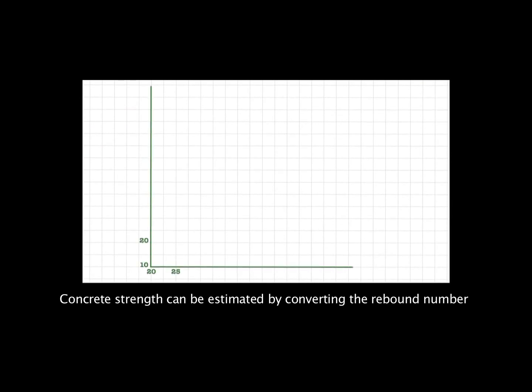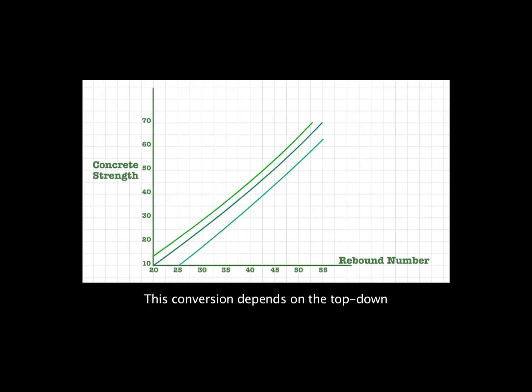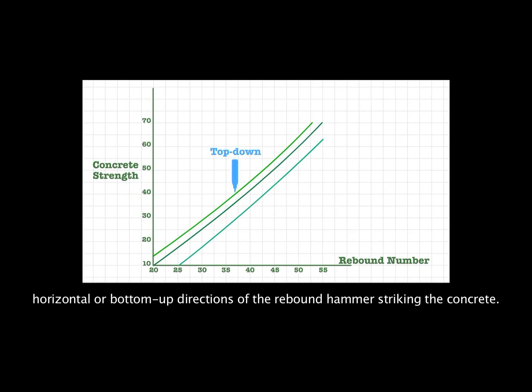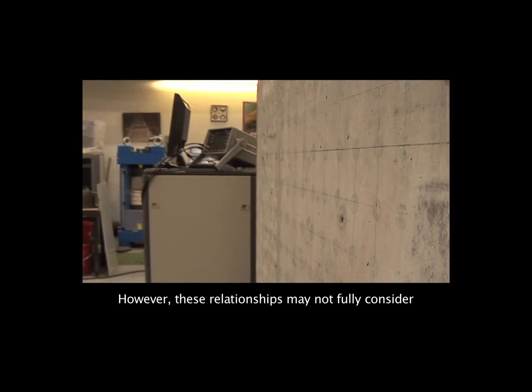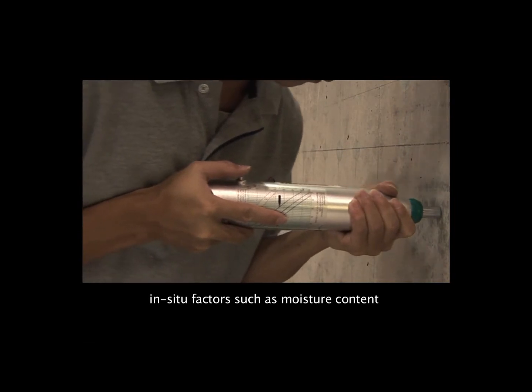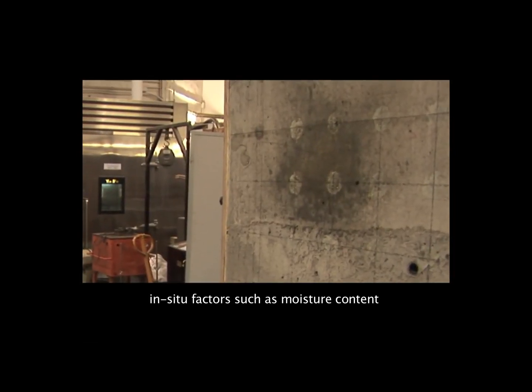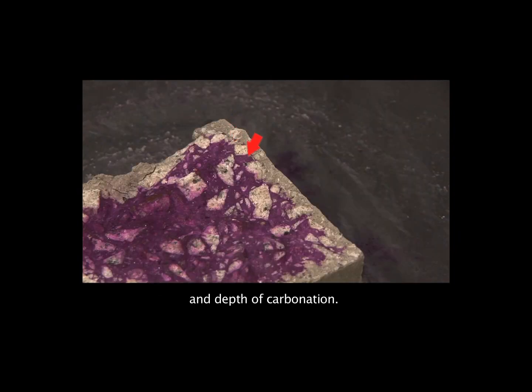Concrete strength can be estimated by converting the rebound number through a conversion chart provided by the manufacturer. This conversion depends on the top-down, horizontal or bottom-up directions of the rebound hammer striking the concrete. A larger rebound number means a stronger surface hardness. However, these relationships may not fully consider in situ factors such as moisture content, type of finishing, and depth of carbonation.